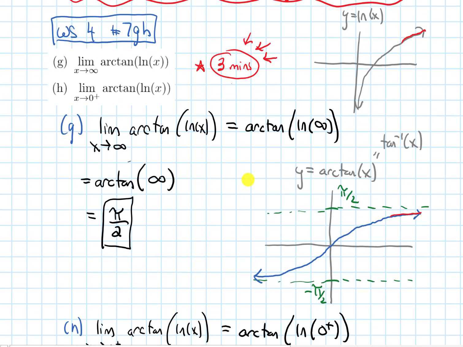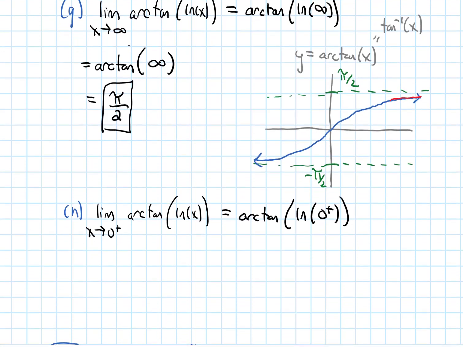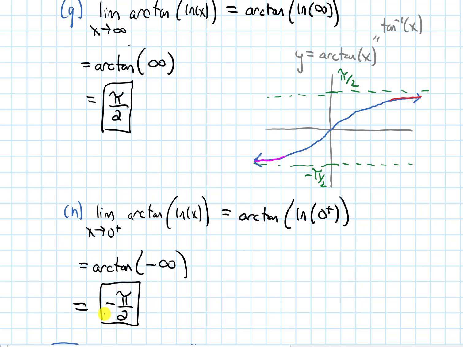So let's refer to our ln graph. As x gets really close to 0 from the right, that is this part of the graph. And over there, the y values are going down to negative infinity. So ln of 0 from the right is negative infinity. Now let's refer to the arctan graph to know what arctan of negative infinity is. For this x, we're plugging in values that are going to negative infinity. That is this end of the graph. And as we go that way, the y values approach negative pi over 2. So negative pi over 2 is our answer.